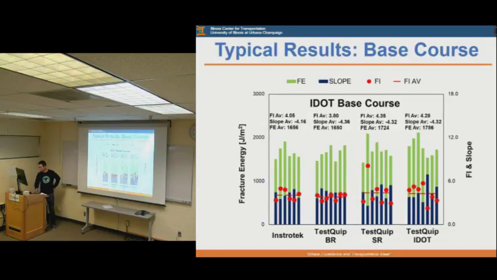And this figure shows the I-DOT base course mixture results. 7 specimens were assigned to each machine, and they all gave an average flexibility index of around 4, a slope around 4, and fracture energy around 1,700. They are all comparable.